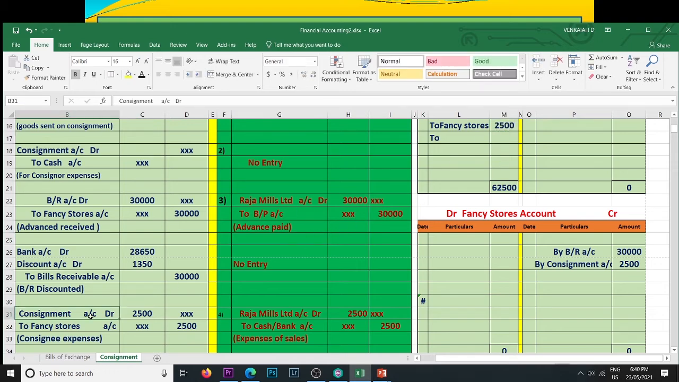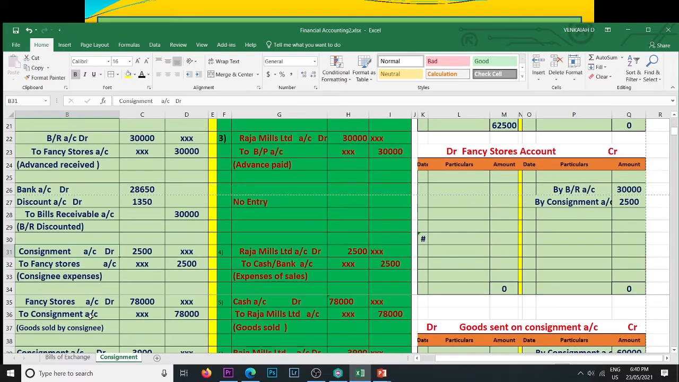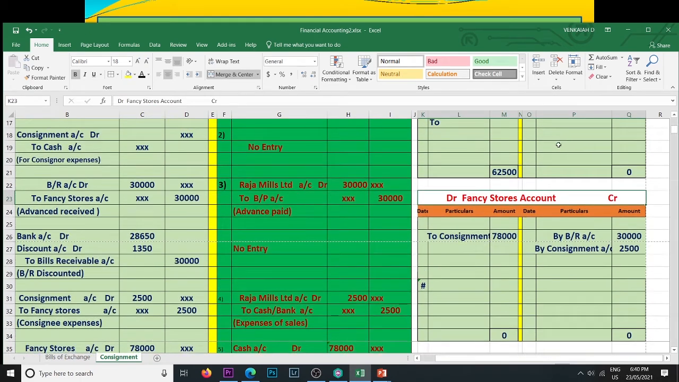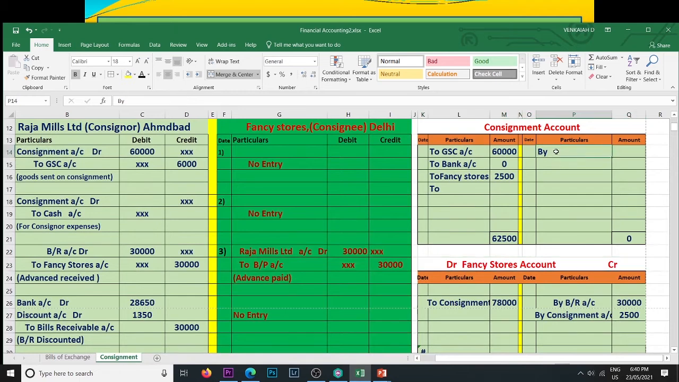Next to sales, I think. Fancy Stores account debit to consignment account. Fancy Stores account debit side to consignment account. Amount is 78,000. In the same manner, consignment account is showing credit here. So we'll move to consignment account credit side, and we will record in the name of consignee. His name is Fancy Stores.